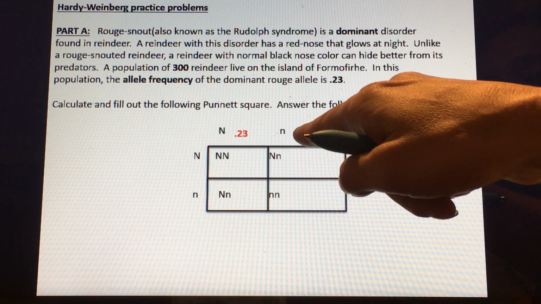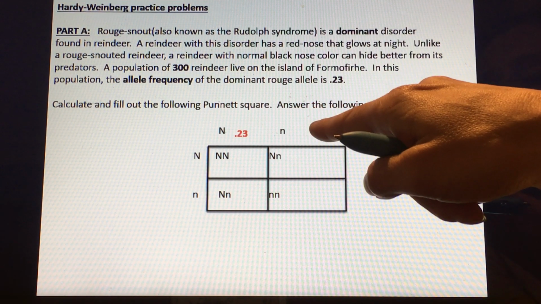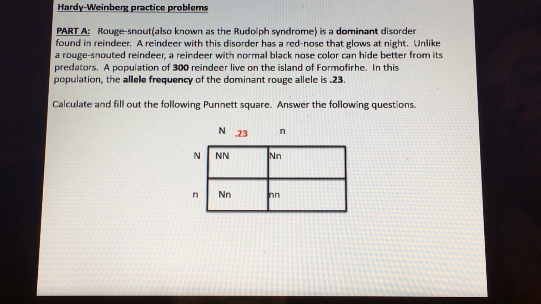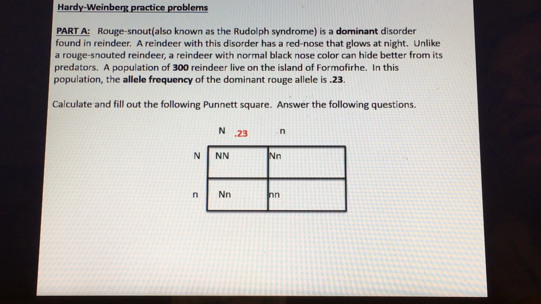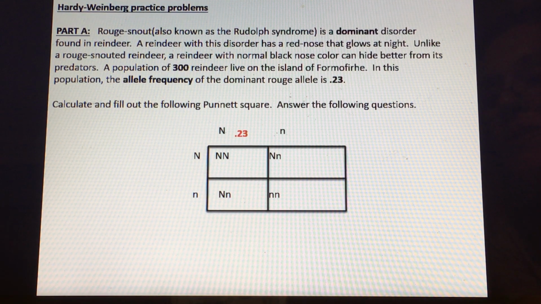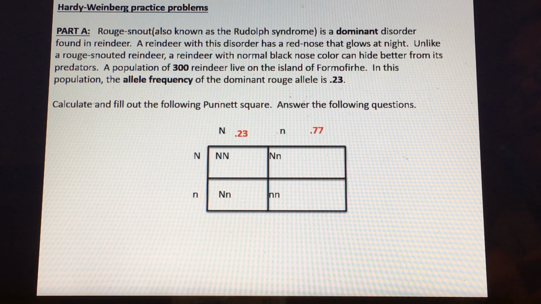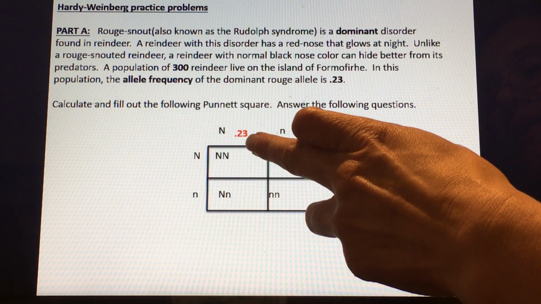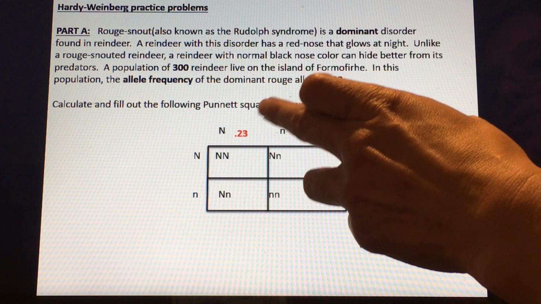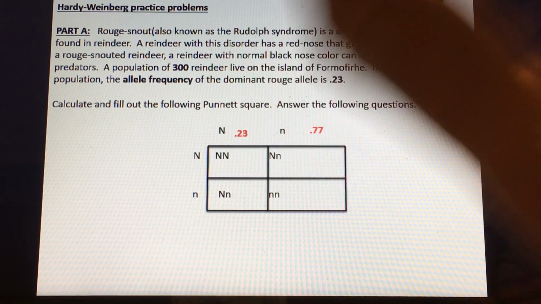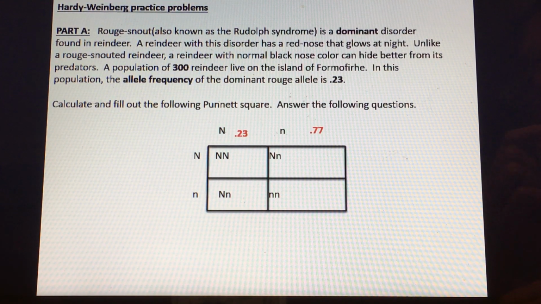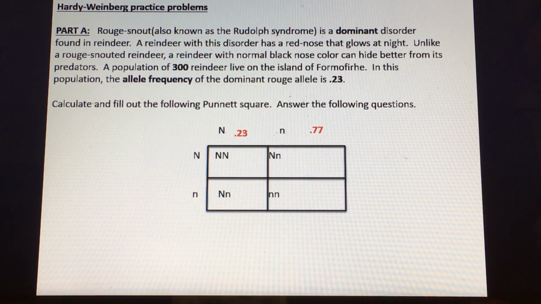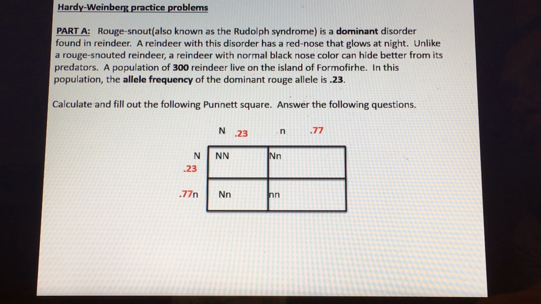Now the lowercase n, if it's not dominant, it must be recessive. So basically, in order to get the recessive allele frequency, you say 1 minus 0.23, and if you do that, you get 0.77. The idea with allele frequencies is that they are the percentage of the population that that allele makes up. So if you add these together, 0.23 and 0.77, you should get 1, because it's 100% of the population, because the allele is either dominant or it's recessive. Okay, now we put the 0.23 and the 0.77 on the outside of the other part of the Punnett square.